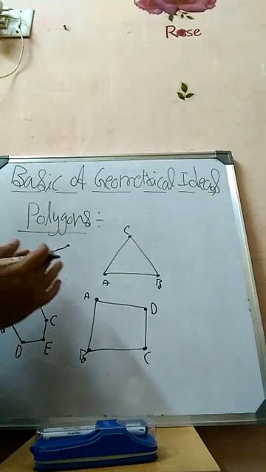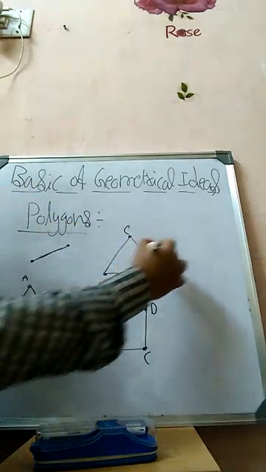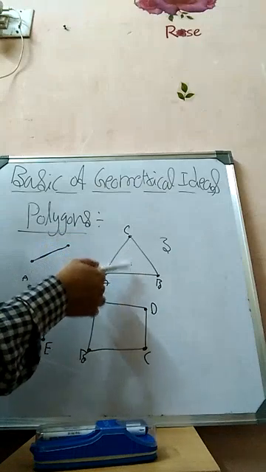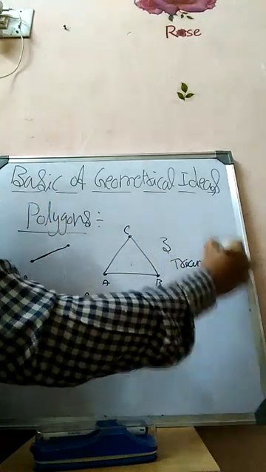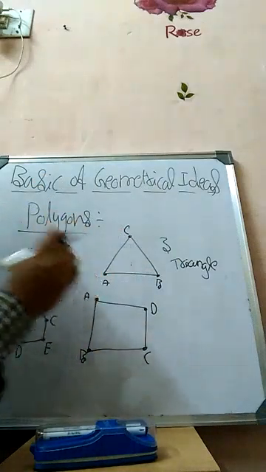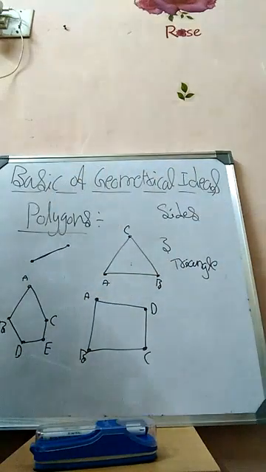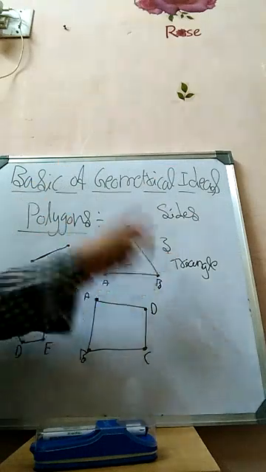So we name these simple closed figures, these polygons, by the number of line segments. Here in this polygon, there are 3 line segments, a 3-sided polygon. The name of this polygon is triangle. And moreover, the line segments that are there, we call them the sides of that figure. So 3 line segments means 3 sides, and a 3-sided polygon is called a triangle.